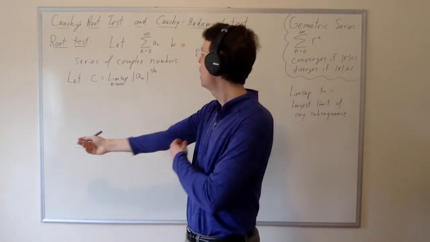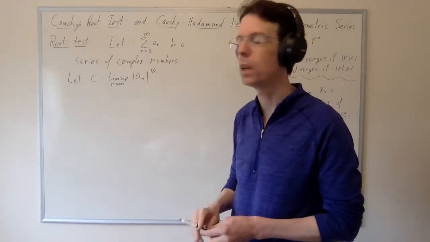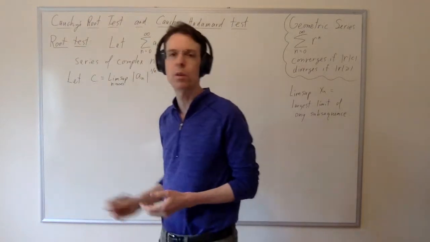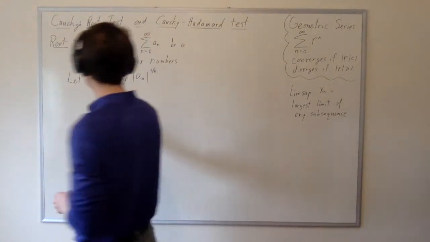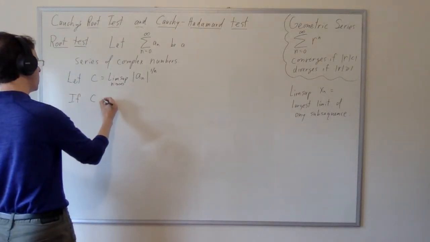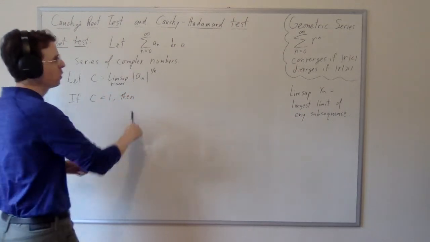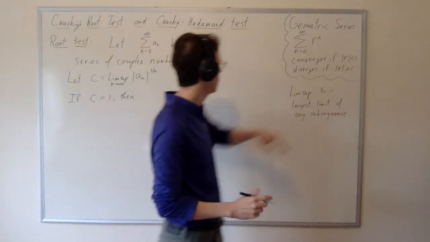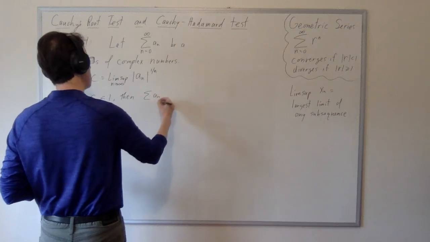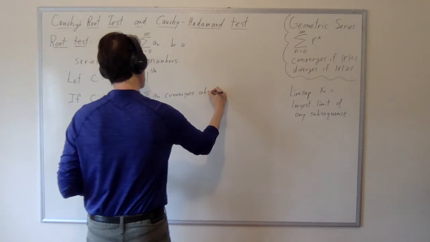But because the lim sup either exists or equals infinity, we can refer to the value of C one way or another. So if we should be in the lucky case that the value of C is less than 1, then what we can conclude is very much like this case, that's convergence. So then the series a_n converges, and it not only converges, it converges absolutely.